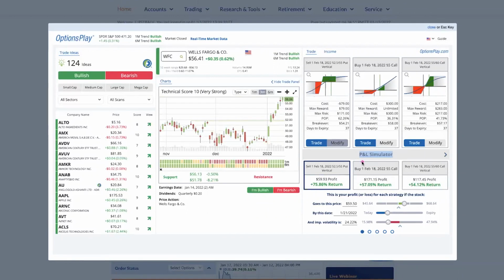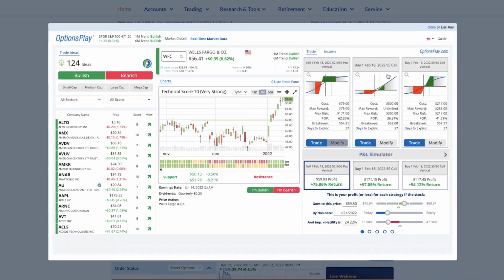In my particular case, as you can see here, I'm going to make a $171 profit if I bought the call option versus a $59 profit if I sold the put spread versus $117 if I bought the vertical spread. So this really helps me better understand the different strategies and how I would potentially be profitable or how much I have to risk on this underlying trade. So, for me, I think that either buying the call or selling the put spread might make some sense here.